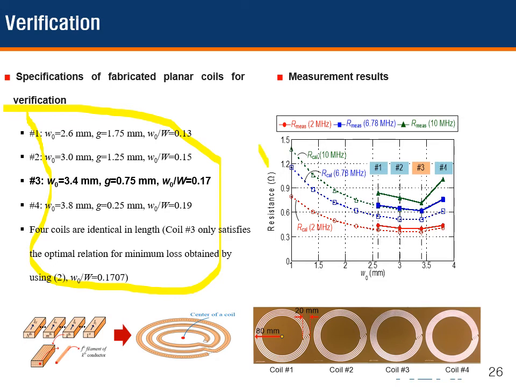This graph shows the measured resistance according to each pattern width at 2 MHz, 6.78 MHz and 10 MHz. The dashed lines are calculation and the solid lines are measurement. As you can see, the coil with 3.4 millimeter pattern width has the lowest resistance for the frequency. This verifies the optimal relation which was provided in the previous slide.